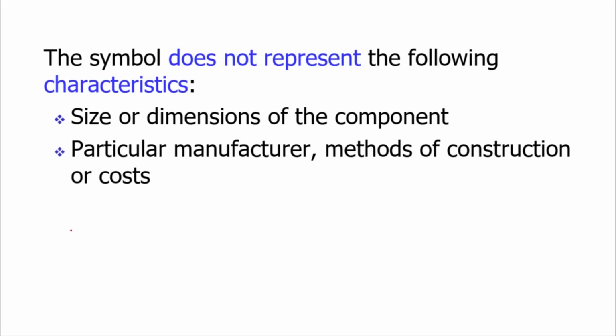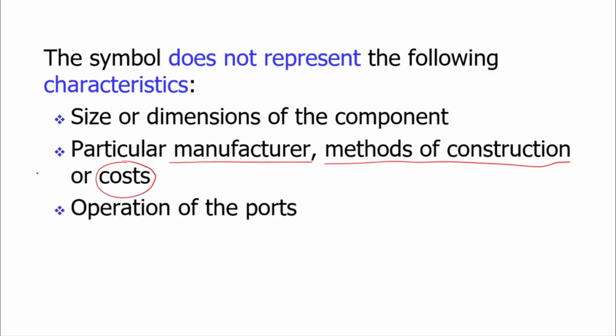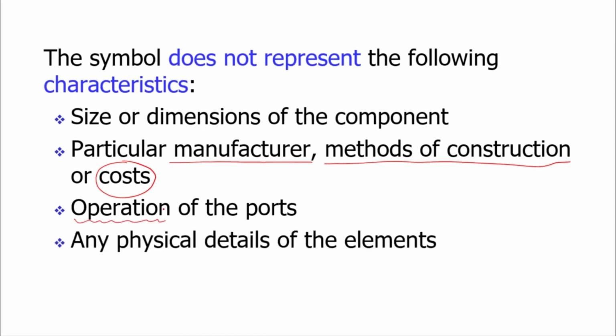The graphical representation does not provide information about the manufacturer or the method of construction of the element. It also doesn't indicate the cost of that particular element. It is also not representing the operation of the port. The internal construction and internal operation of the port are also not communicated by the symbols. So any physical details about the element are not specified in the symbol.